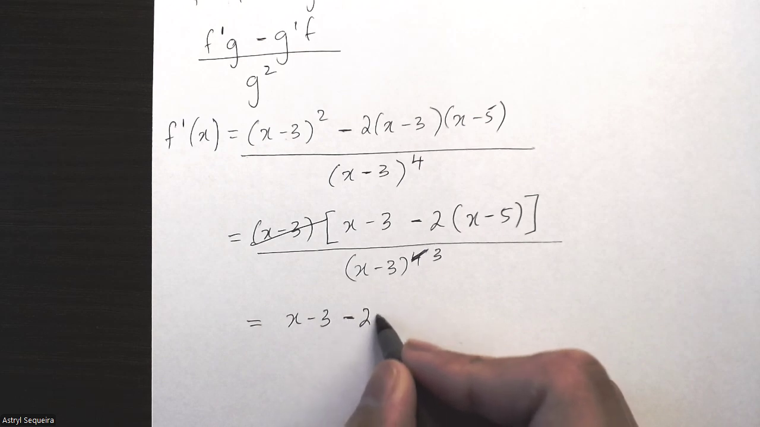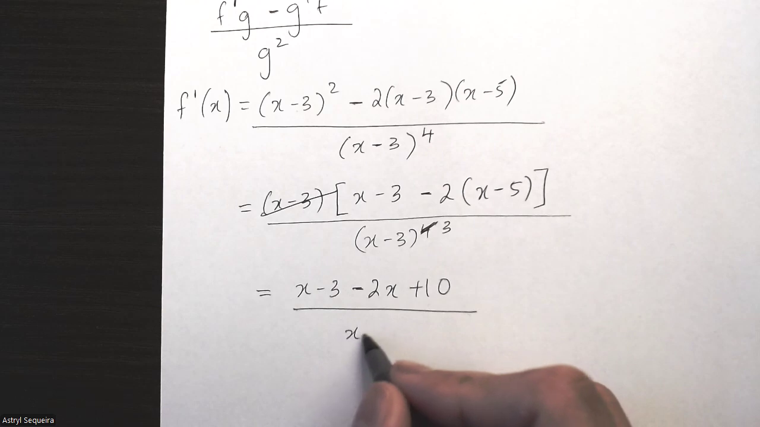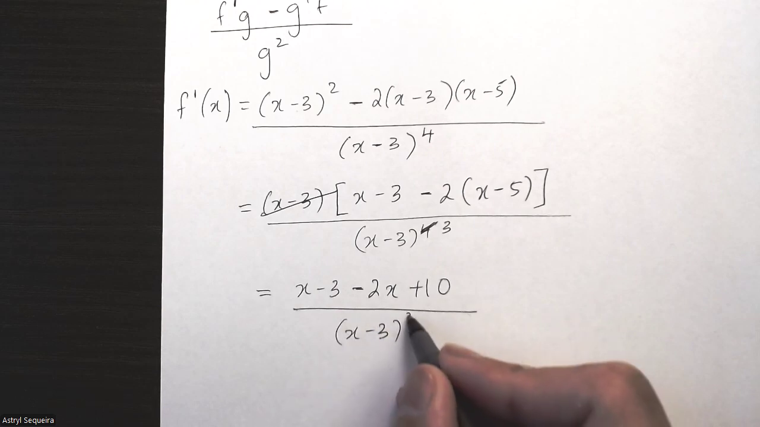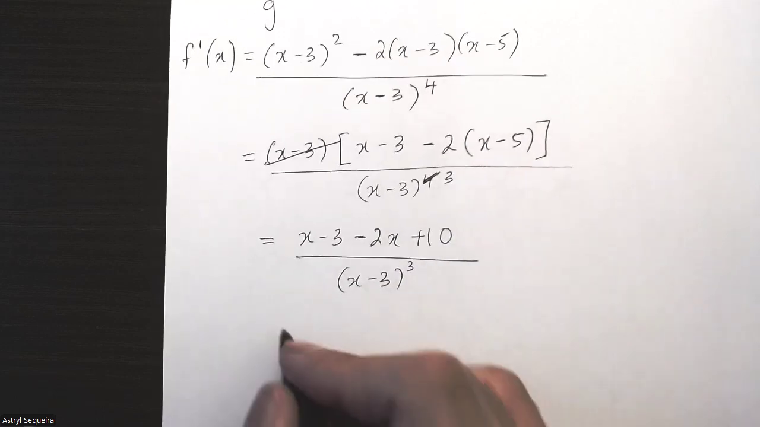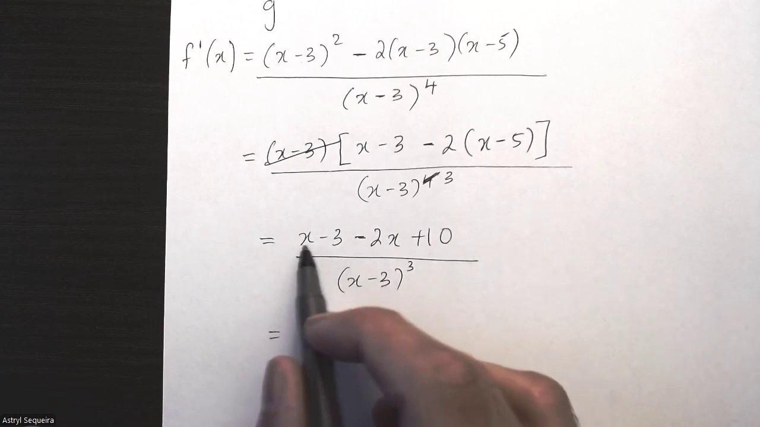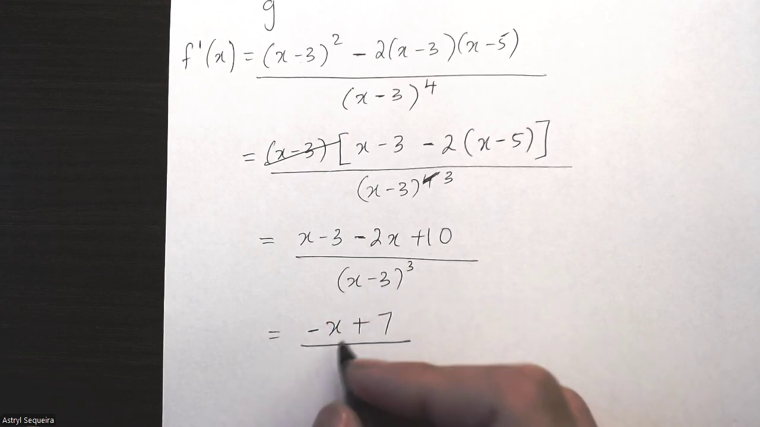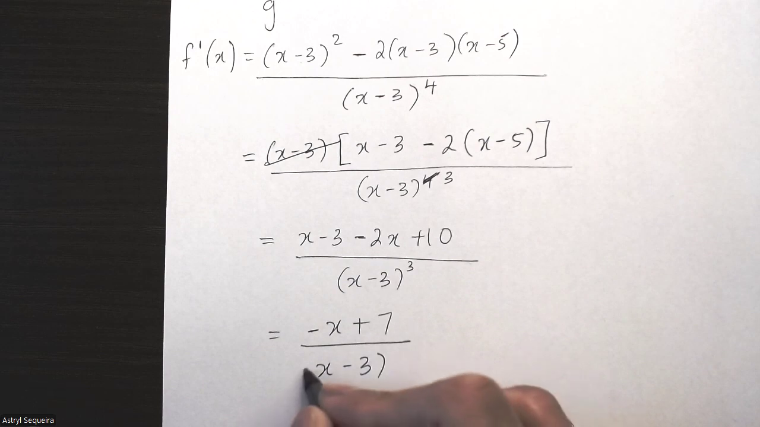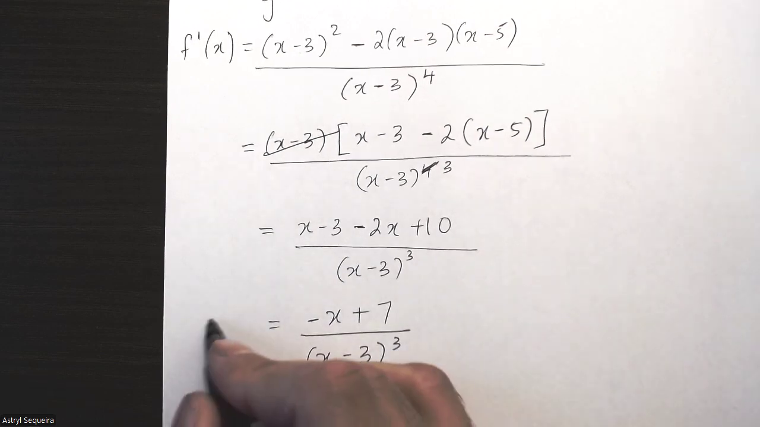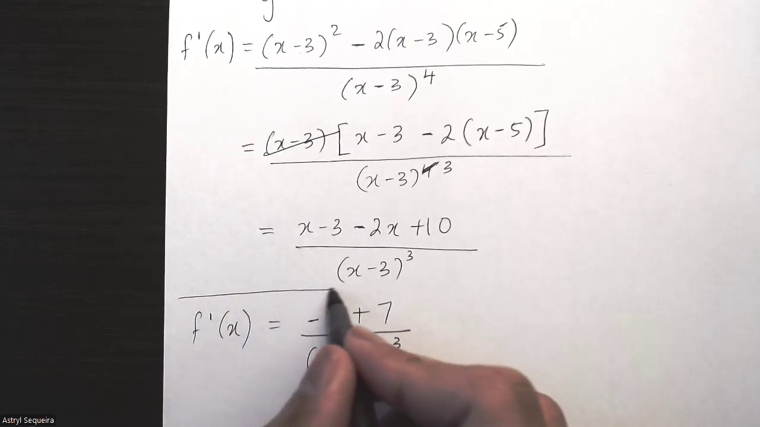I'll just write it as minus 2x plus 10 divided by x minus 3 cubed. Combine like terms in the top. So that's just negative x plus 7 over x minus 3 cubed. So this is my simplified derivation over here.